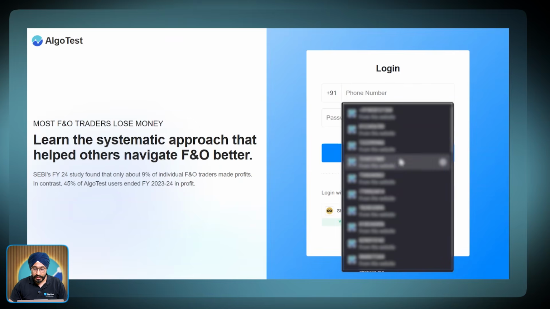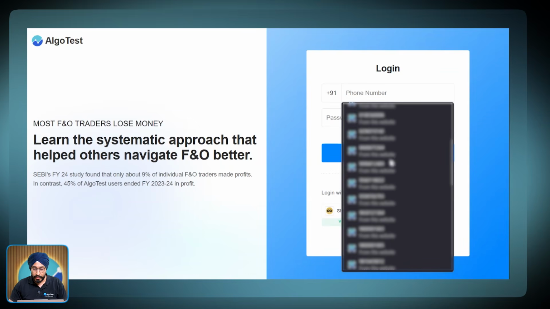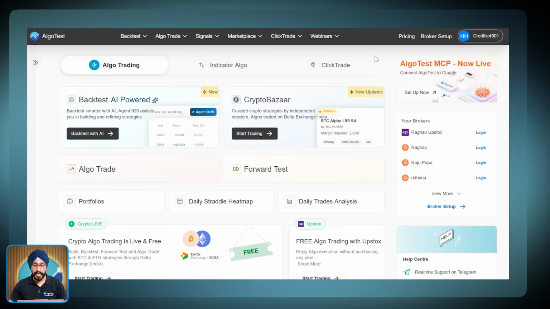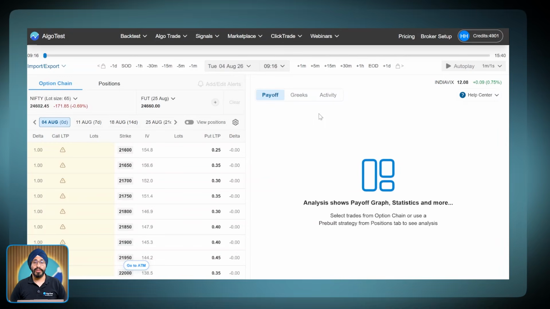If you haven't created an account, you can easily create it with your phone number or your Google ID. All right, so here's the dashboard. Let's understand what happens. All right, let's go to the simulator.